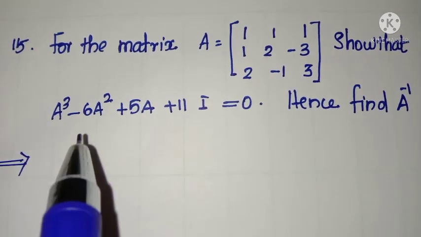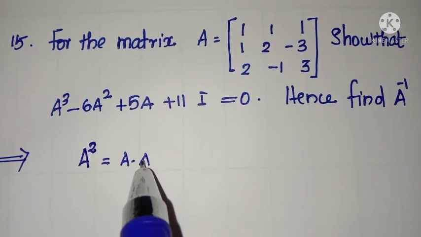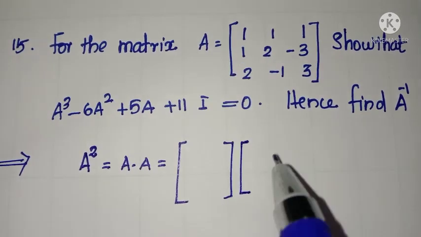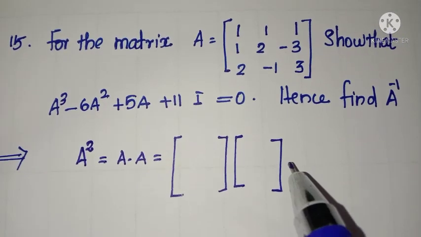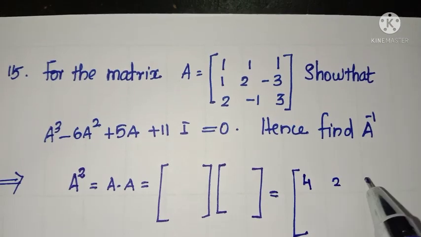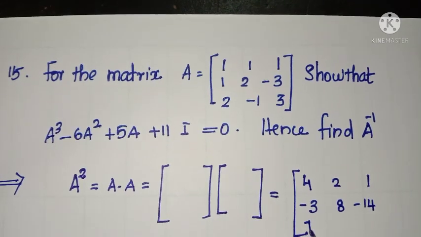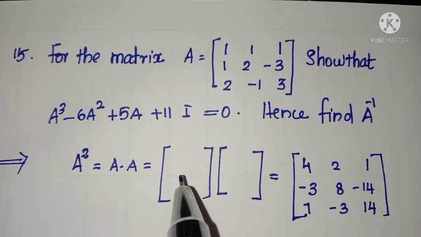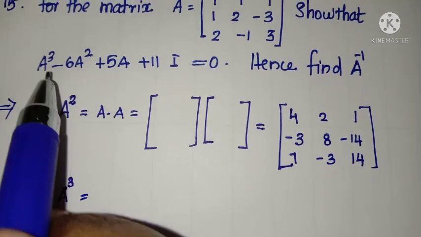Okay. First we want to see what is A square. A square is obtained by A into A. So multiply the given matrix 1, 1, 1, 1, 2, minus 3, 2, minus 1, 3. Okay. We get the matrix. Listen. 4, 2, 1, minus 3, 8, minus 14, 7, minus 3, 14 by matrix multiplication. Okay. Now A cube. Next we want to see A cube.